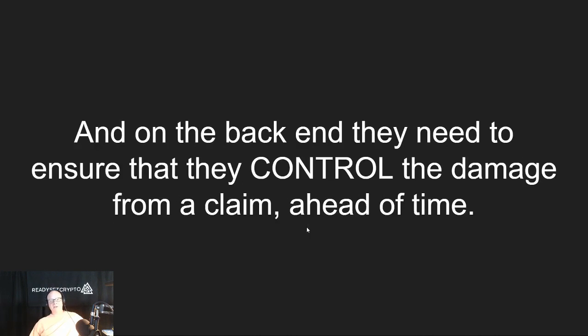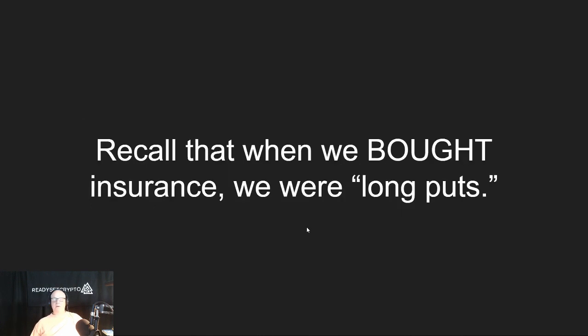On the back end, they need to ensure that they control the damage from a claim ahead of time. How do you do that? Well, there's even things called reinsurance. All right, so there's insurance for insurance companies that they have a huge margin on that sort of thing. So there are all kinds of different ways to hedge off their risk on the back end. I mean, just because a hurricane comes along, I haven't seen any insurance company go out of business just because of that, right? Sure, there's some financial stress if there's one after another, but they still seem to work, right?